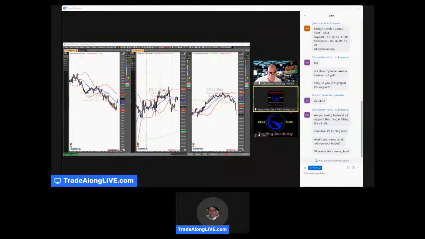Again, we look at the levels. We have good reasons why they're there, and then we trade them. Obviously some levels do seem a little bit stronger than others, but we don't really try to weigh them that way.